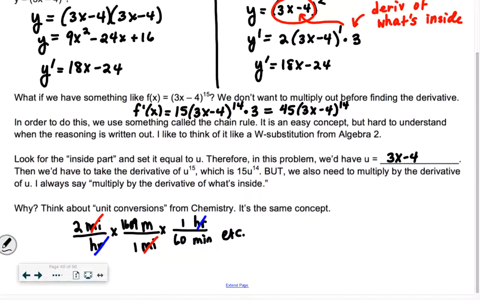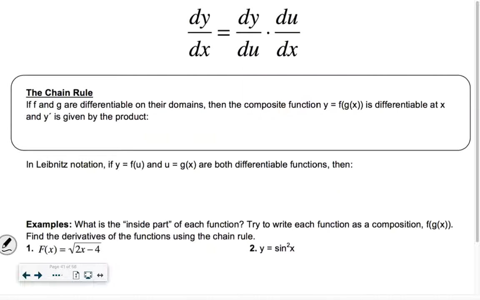So here's what it looks like. The derivative of y in terms of x is equal to the derivative of y in terms of u times the derivative of u in terms of x. Okay, we're not going to write out this notation every single time. You're just going to kind of understand the concept.